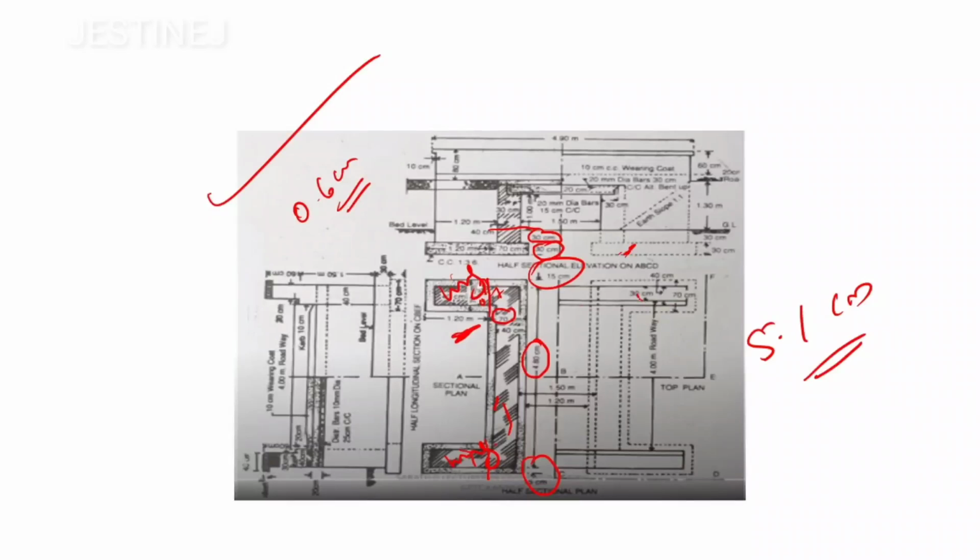How many wing portions are here? 4 numbers, so you have to calculate 4 numbers of values. The abutments are 1 and 2. While doing problems, we will go through these diagrams also. These diagrams are very important for the calculation purpose. So this is the first calculation, that is the excavation portion.